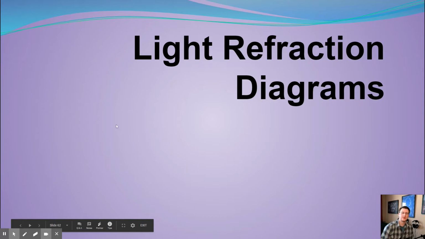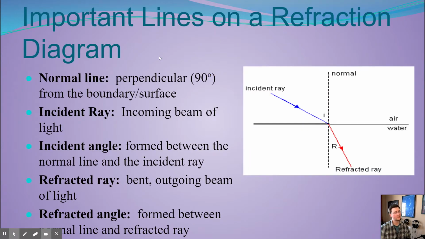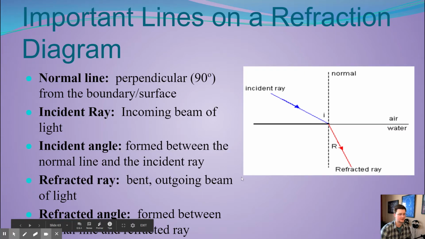So with refraction, we have our light refraction diagrams, and there's a lot to identify on here. I do see that it's cut off at the bottom with that little box. That's the normal line. The normal line is the perpendicular, the 90 degrees, the dashed line on our diagram, from the boundary of the surface, that black line that I have there. It forms that right angle, and that allows us to measure the change in the angle after it enters into the medium, in this case from air to water.